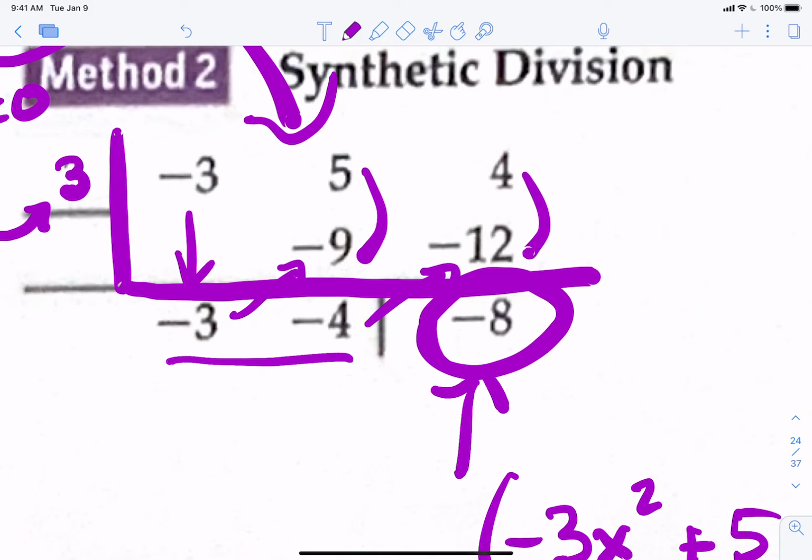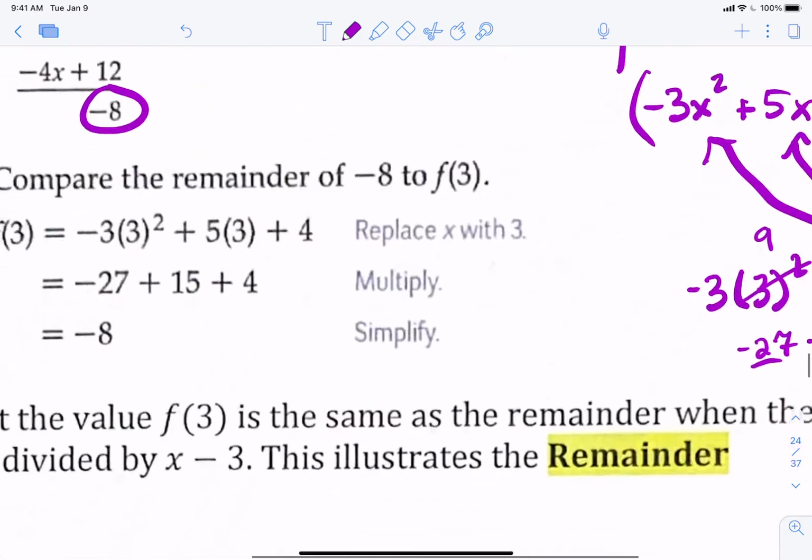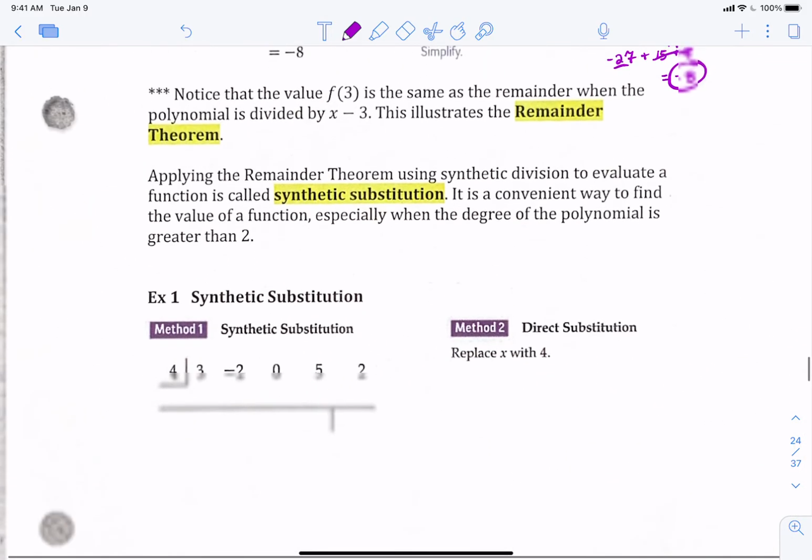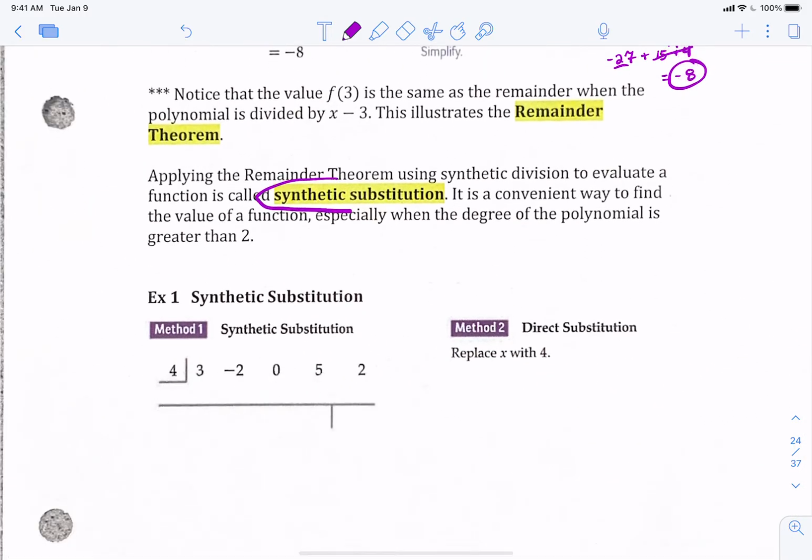Does that make sense? Okay? So checking your answer, just plug the number in, and then you get what the remainder should be. Okay? So let's go down and do one of these. They're saying here, that process is called synthetic substitution, by the way. So if they ask for that, you're just plugging stuff in. Substitution means plug it in, okay?